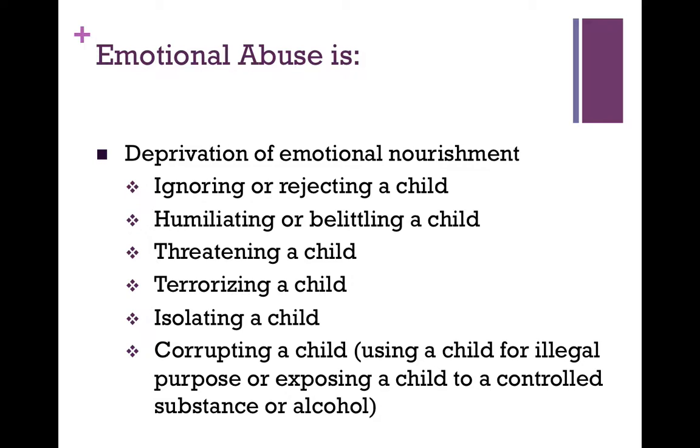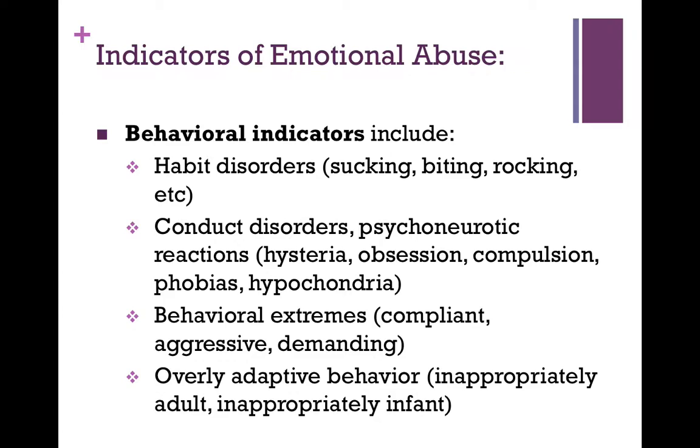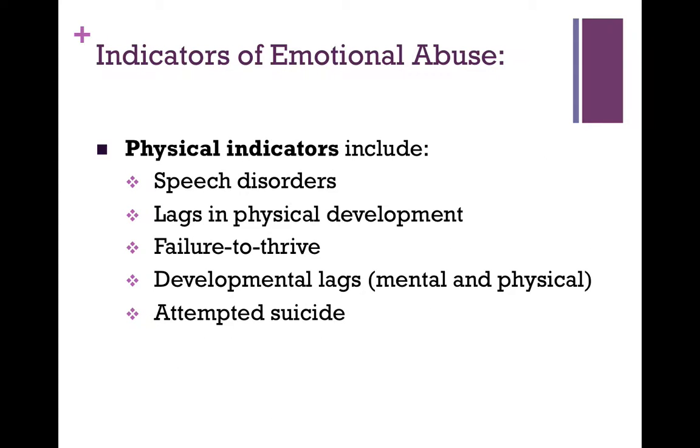Emotional abuse is the deprivation of emotional nourishment, such as ignoring or rejecting a child, humiliating or belittling a child, threatening a child, terrorizing a child, isolating a child, or corrupting a child by using them for illegal purposes, exposing them to controlled substances or alcohol. Here are some of the behavioral indicators that a child might be emotionally abused. And here are some of the physical indicators.